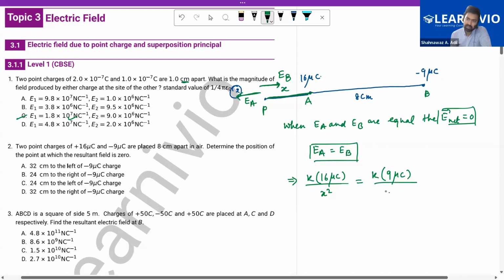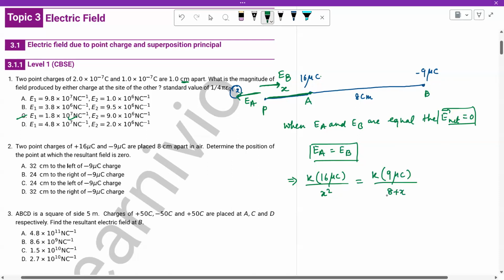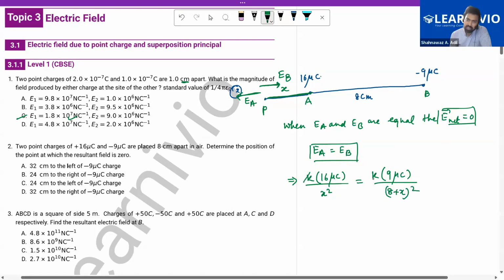And this is what would be (8 plus x) squared. Good. So k cancels, microcoulomb cancels. 9 and 16 we cannot cancel, right? So let's take this thing. So 16 times (8 plus x) whole square would be equal to 9x square, right?